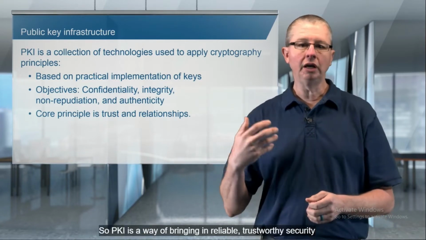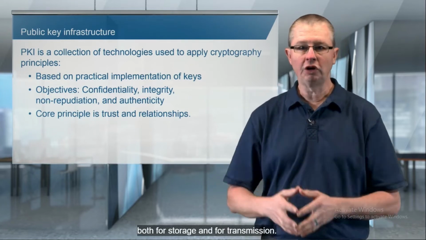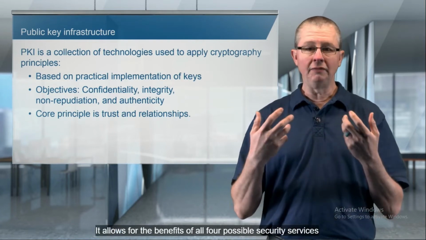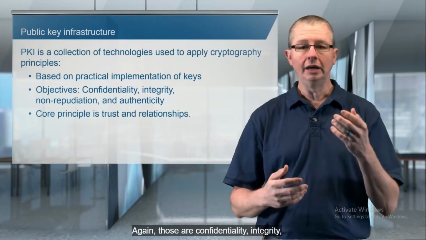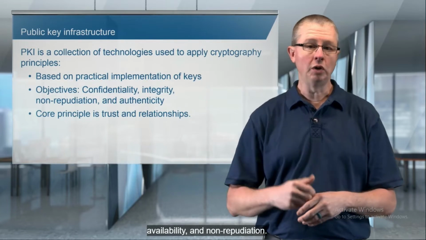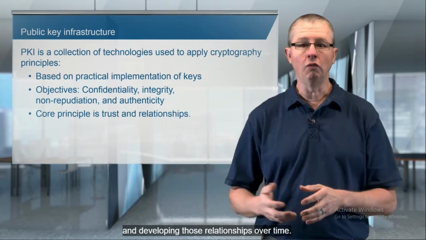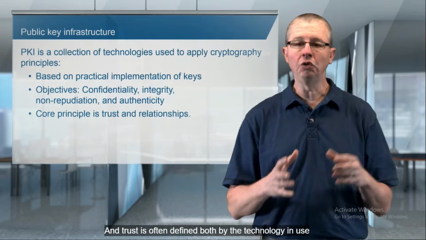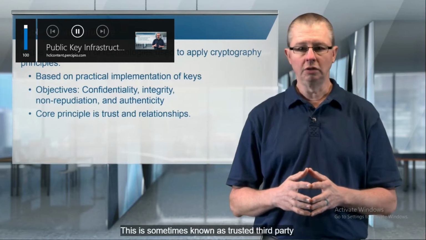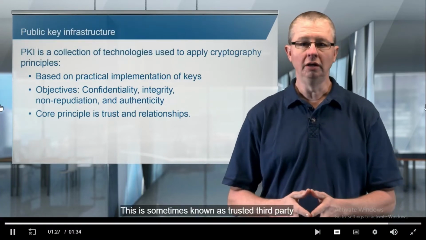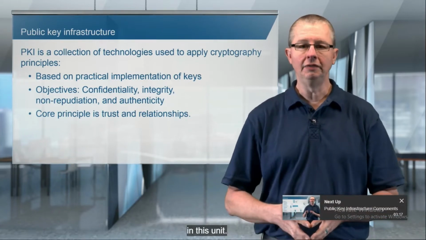So PKI is a way of bringing in reliable, trustworthy security to computer communications, again, both for storage and for transmission. It allows for the benefits of all 4 possible security services available from cryptography. Again, those are confidentiality, integrity, availability, and non-repudiation. It also is based upon the idea of having trust relationships and developing those relationships over time. And trust is often defined both by the technology in use, but also by the entities that are already trusting someone. This is sometimes known as trusted third-party environments or trusted third parties. We'll be taking a look at this and other details of PKI in this unit.